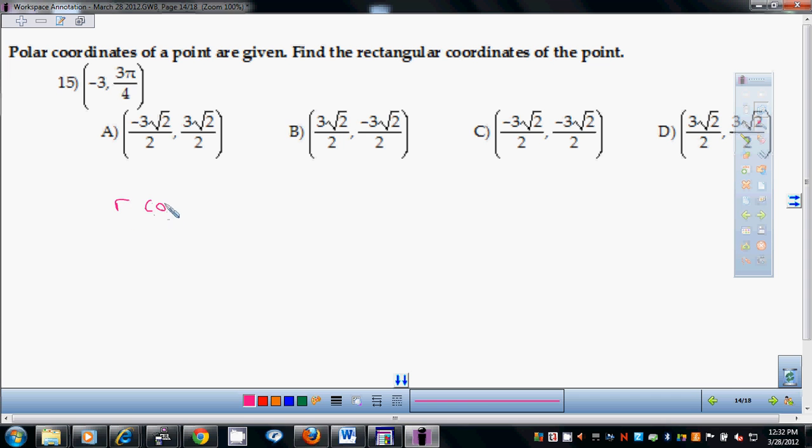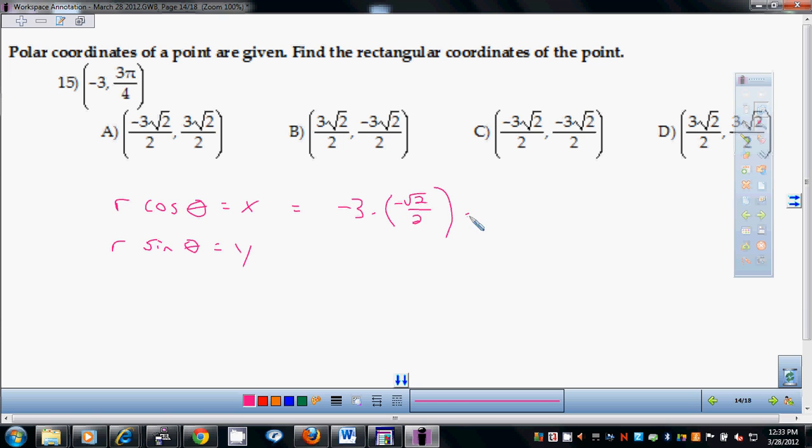It's our r cosine theta for the x and our r sine theta for the y. Now, if you punch these into your calculator, it's going to give you a decimal, which is fine. You could just equate that decimal back to radical 3 over 2. Or, an even easier way to do it, who has a unit circle in front of them? Josh, what is cosine 3 pi over 4? Is it negative radical 2 over 2? Okay, so radius times cosine 3 pi over 4.